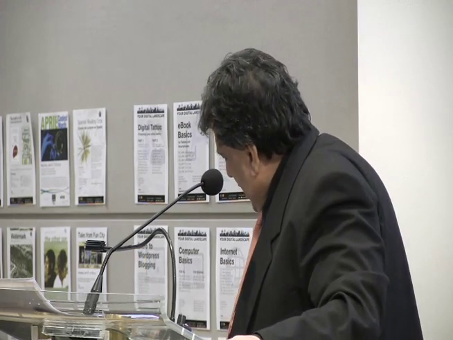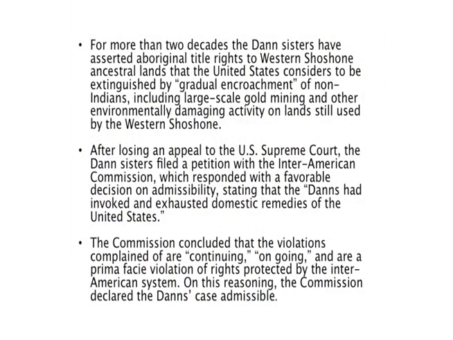For two decades, they had asserted Aboriginal title rights to the Western Shoshone's ancestral lands, and the United States had considered that these had been extinguished by gradual encroachment, including large-scale gold mining and other environmentally damaging activity on these lands that were still being used by the Western Shoshone. They went to the Supreme Court of the United States and were not successful, so they went to the Inter-American human rights system. After consideration, the commission concluded that the violations they were asserting were continuing and ongoing and were a prima facie violation of the rights protected by the Inter-American human rights system. And on that, they declared that the Dann case was admissible.